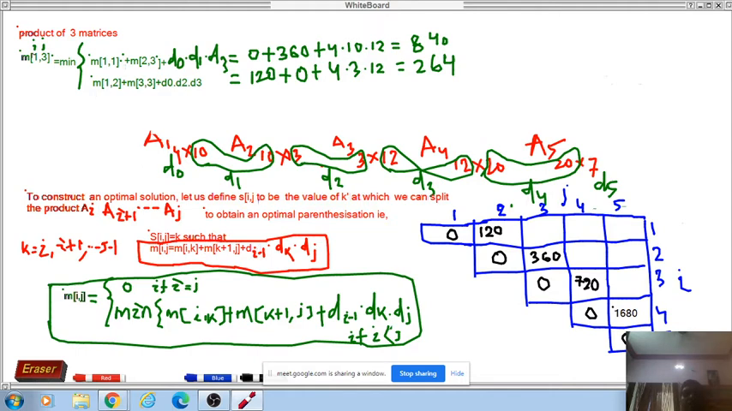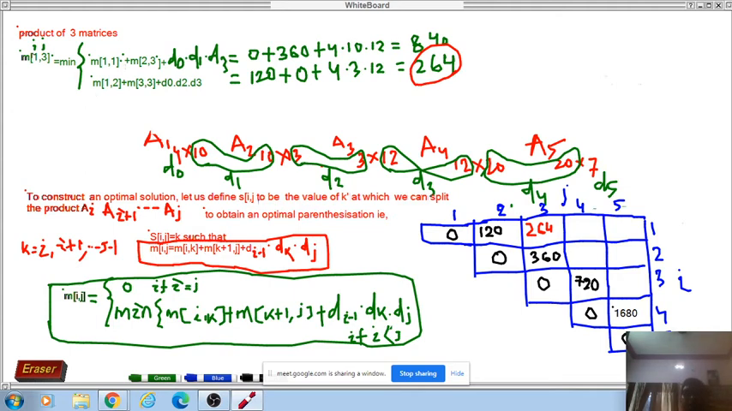So among these, which is the minimum? 264. So we put the value of M of 1 3 to be 264. Understood? The value will be 264. Clear? It is coming 264. Okay.